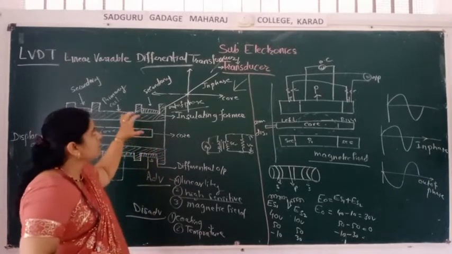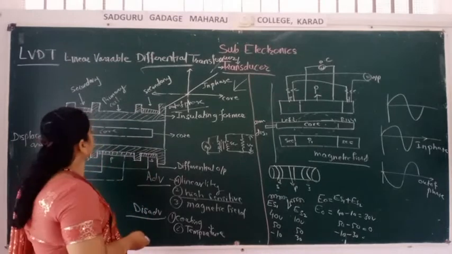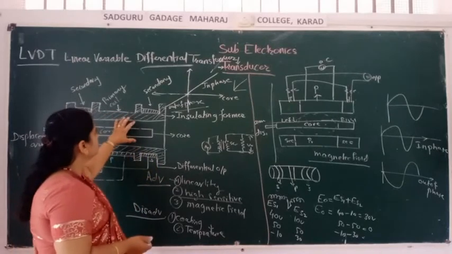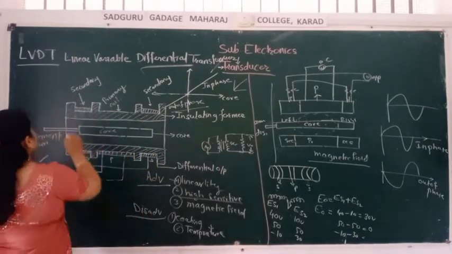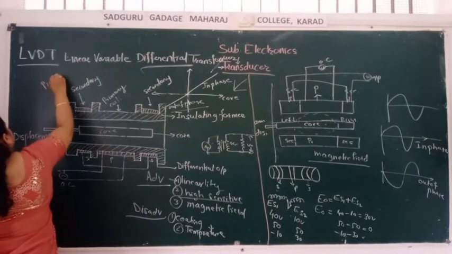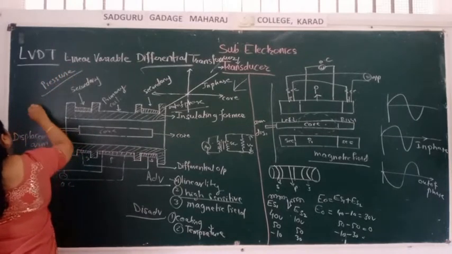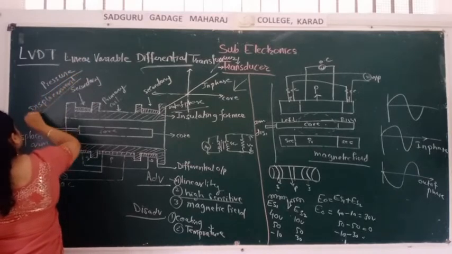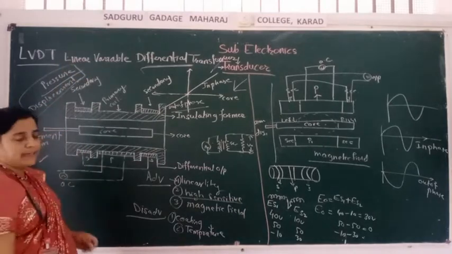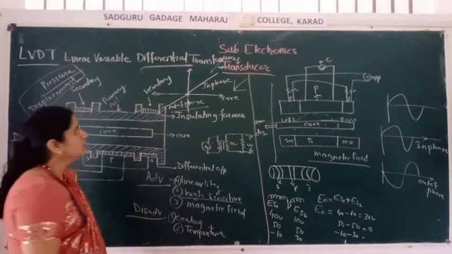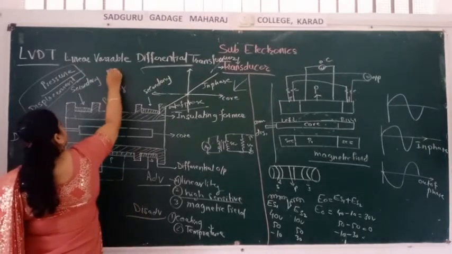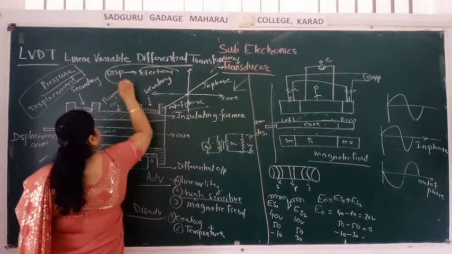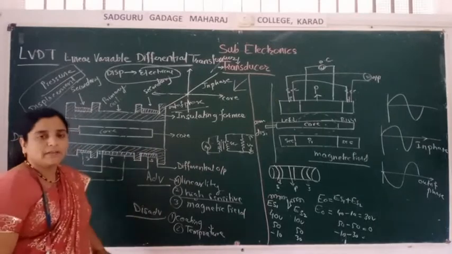So what is the use of this LVDT, or linear variable differential transducer or transformer? Its main use is measuring pressure. Yes, measuring pressure and displacement. Okay, and this is mainly used. What is the function of this LVDT? It converts displacement into an electrical signal. Yes, displacement into electrical signal is the main function for which this LVDT is used.